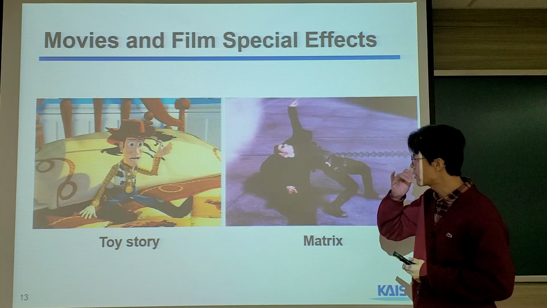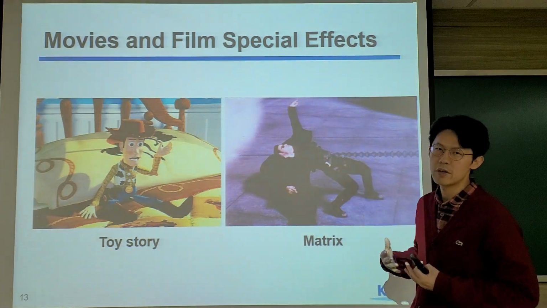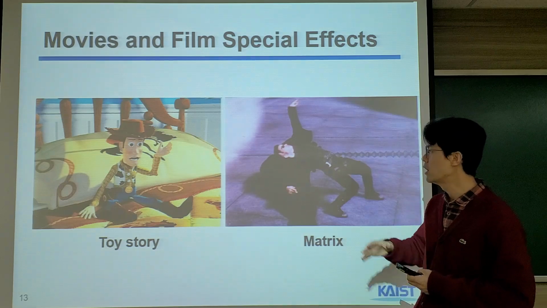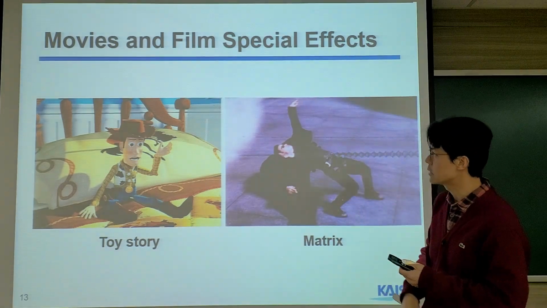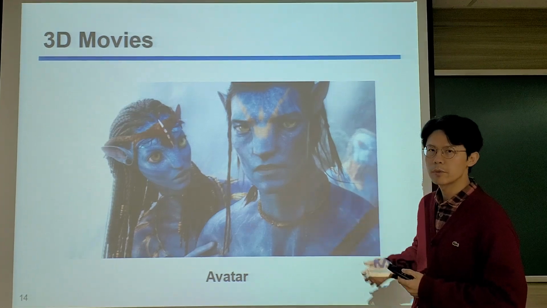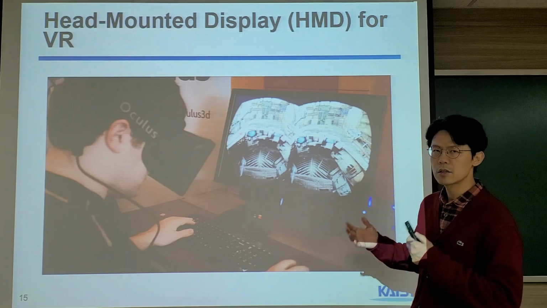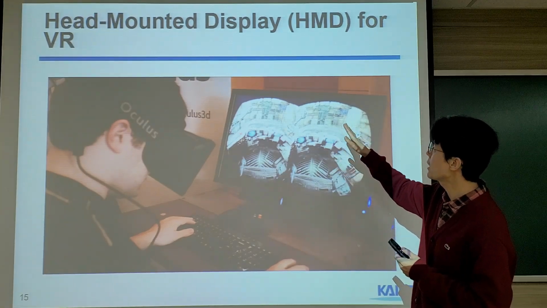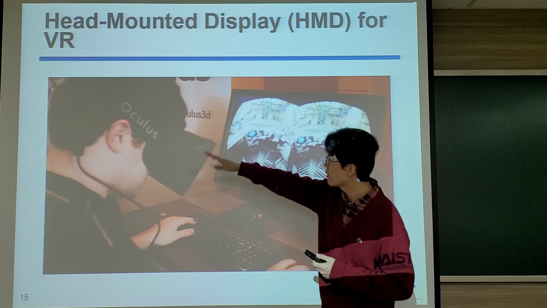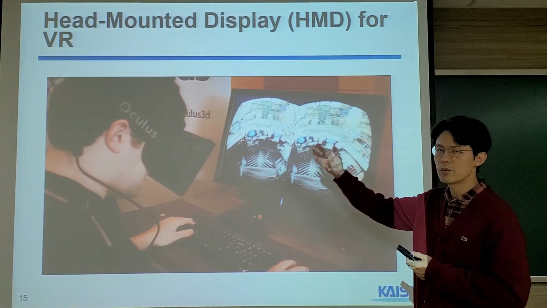Also, this sequence of The Matrix, where we are using some sort of computer vision and computer graphics technique to generate this kind of scene. Also, there are 3D movies like Avatar, some of the recent ones. Recently there are also lots of talks about the head-mounted display, HMD. This guy is wearing an HMD for virtual reality or augmented reality.